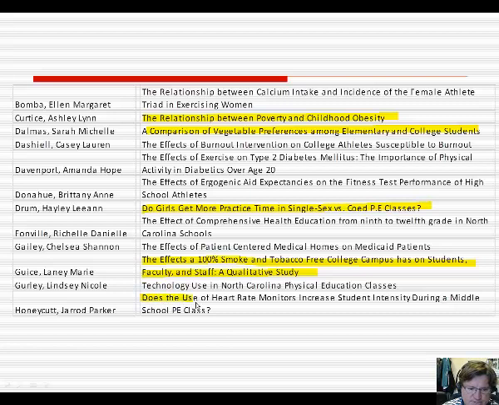Jared: does the use of heart rate monitors increase student intensity during a middle school PE class? So he wanted to compare some classes that used heart rate monitors against some classes that didn't use heart rate monitors and look at whether there was any effect on intensity. So here the dependent variable would be student intensity, the independent variable would be the use of heart rate monitors, and the subjects in the study would be middle school PE students.